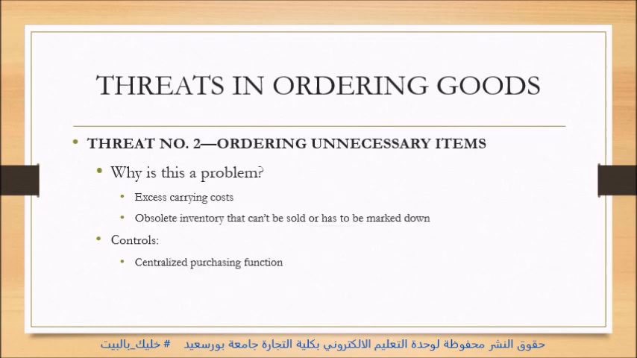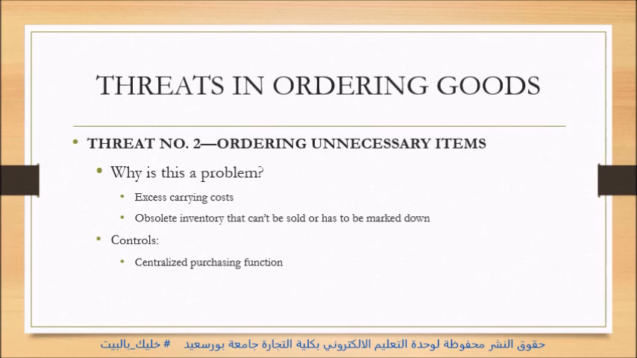The second threat is ordering unnecessary items. Another threat is purchasing items that are not currently needed. Accurate perpetual inventory records ensure the validity of purchase requisitions that the inventory control system automatically generates. Supervisors need to review and approve purchase requisitions that individual employees initiate.